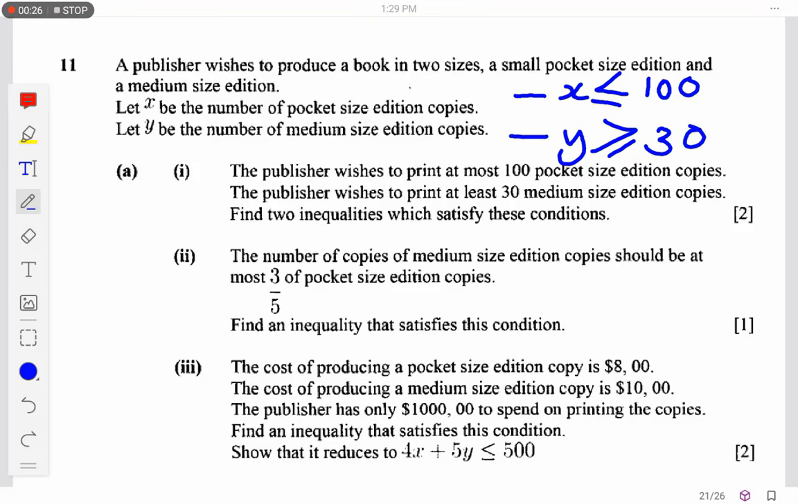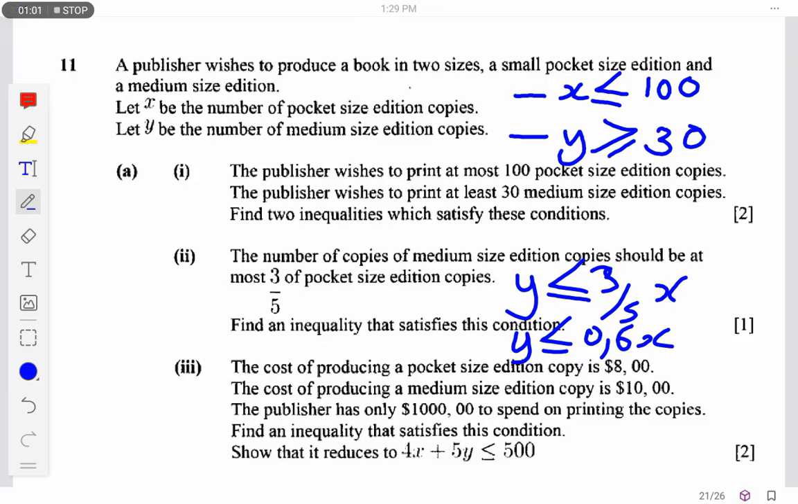The number of copies of medium size edition copies should be at most 3/5 of, so basically you can have it as 3/5 or you can have it as 0.6. With that information we can say y is less or equal to 3/5 of x. Or else, if you are considering the 0.6, you can say y is less or equal to 0.6x. So that is the condition there.